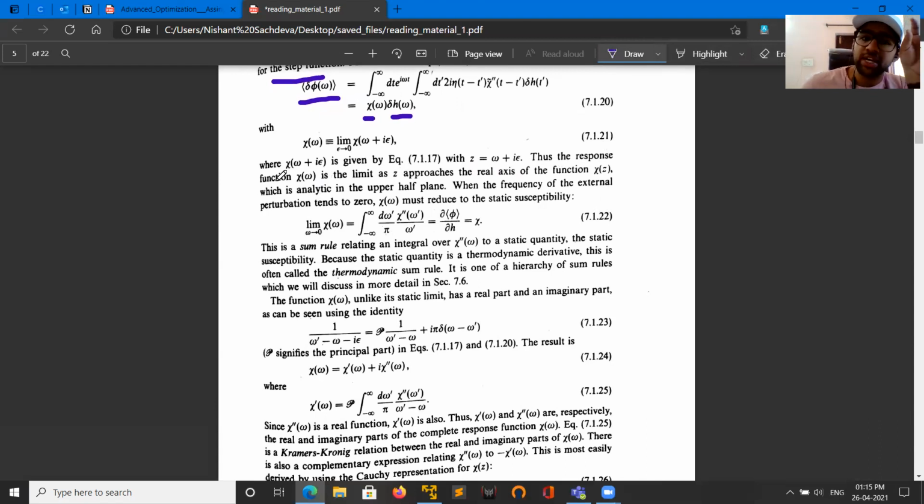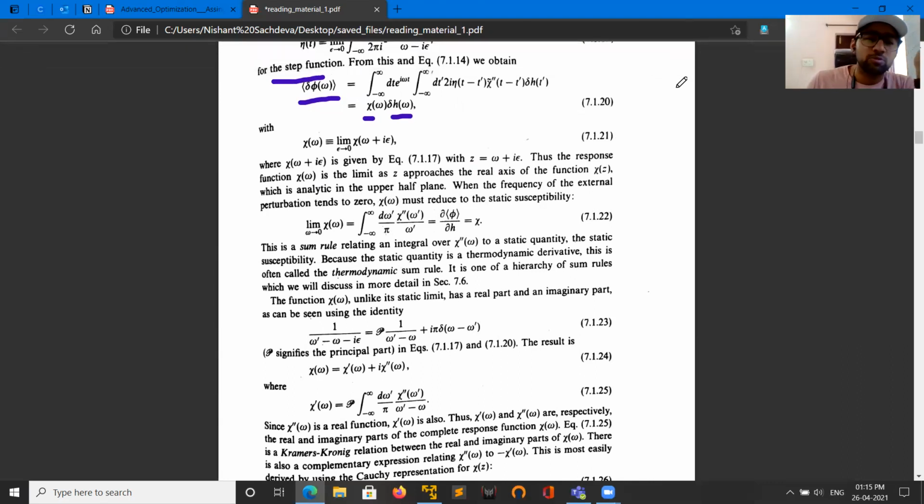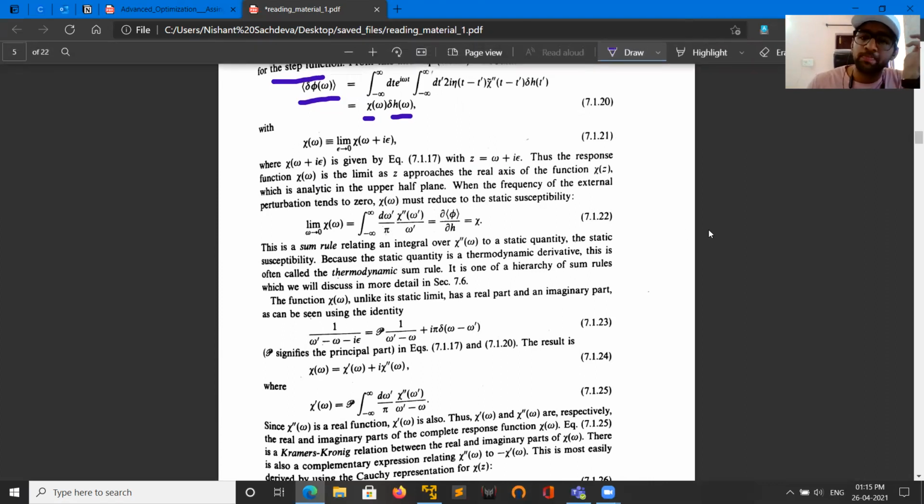So when the frequency of the external perturbation tends to 0, external perturbation, it's a very fancy name they're using for practically noise, but it's okay, it's a formal name, x of omega must reduce to the static susceptibility. The dynamic parts are gone now. This basically is what we call a sum rule, which relates an integral over x double dash of omega to a static quantity, which is called, as the name would suggest, the static susceptibility. There's nothing surprising here, there's just naming around things.